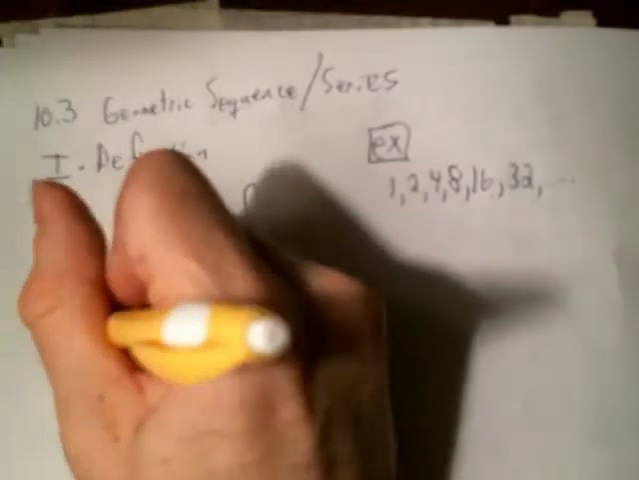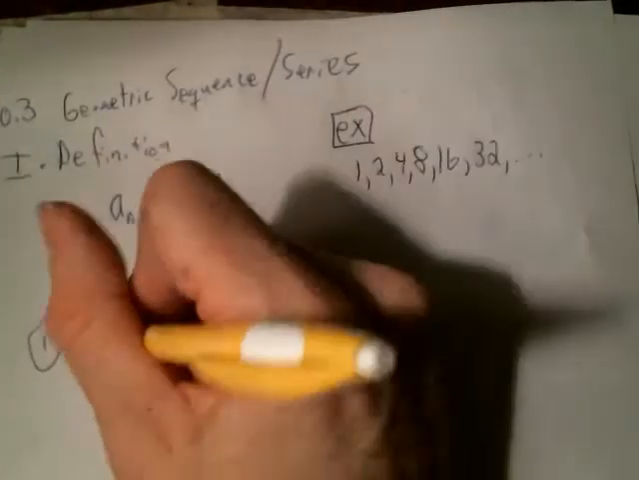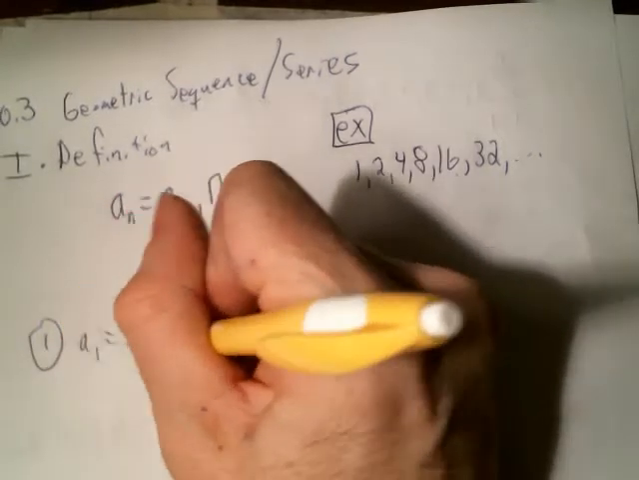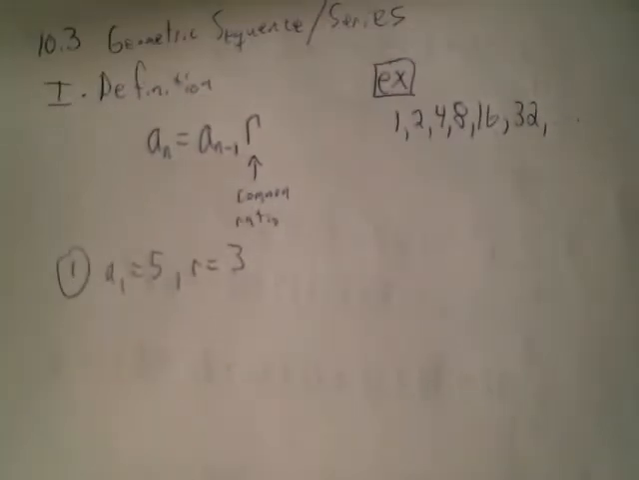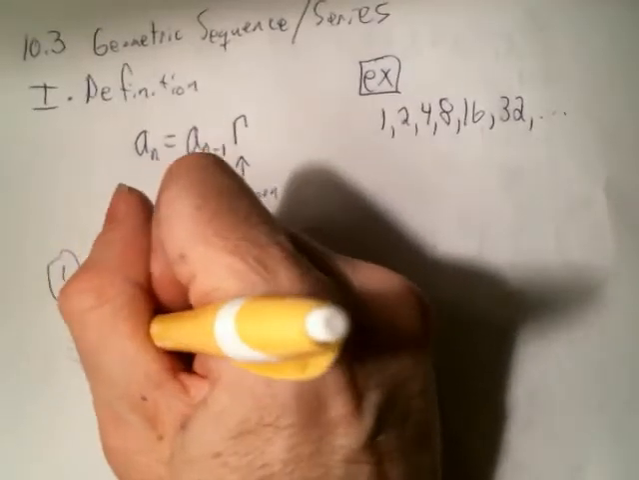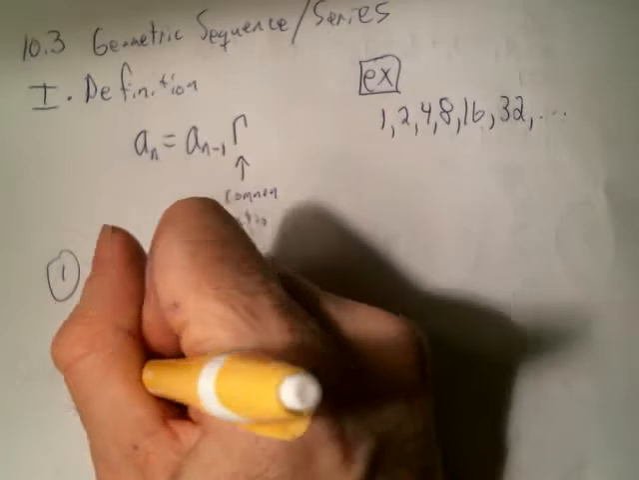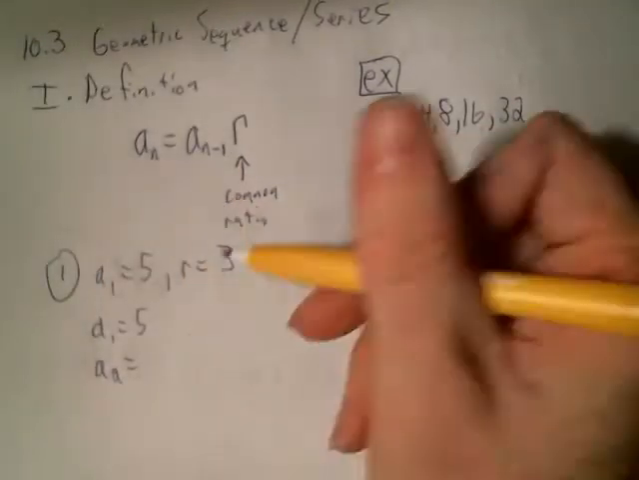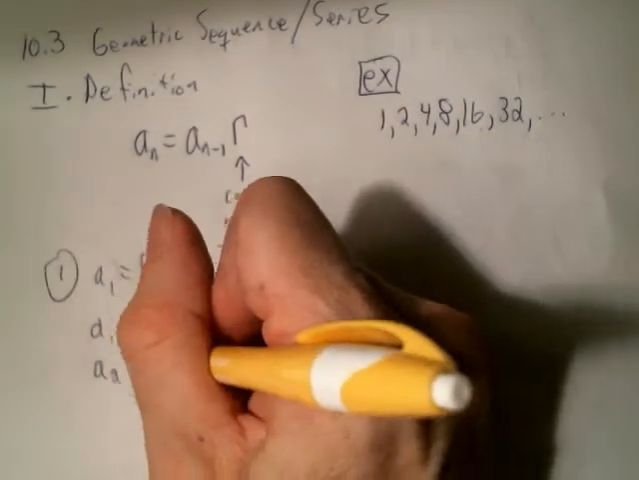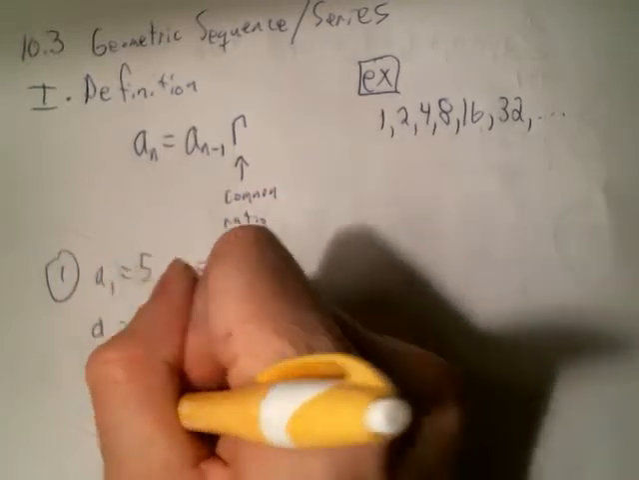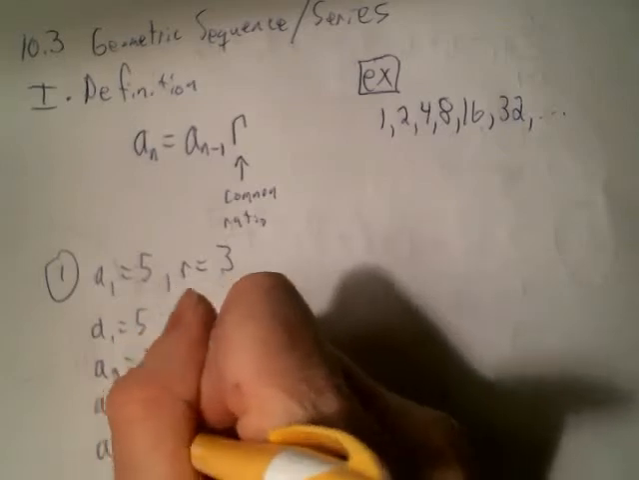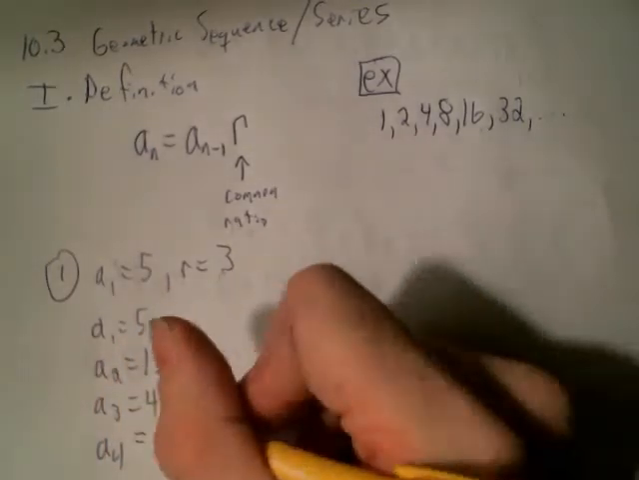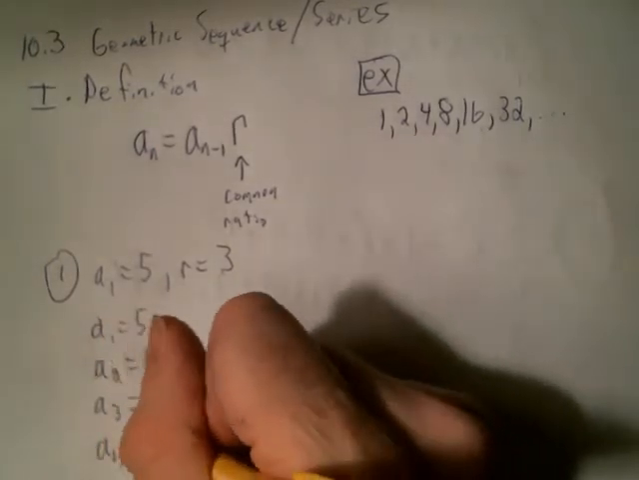Let's see what the book has for us. So problem 1, a sub 1 is 5, and the ratio is 3. And they want you to produce the first 4 terms. So a sub 1 is 5. A sub 2 is 3 times 5, 15. A sub 3, 3 times 15, 45. And a sub 4, 3 times 45. This is 135.